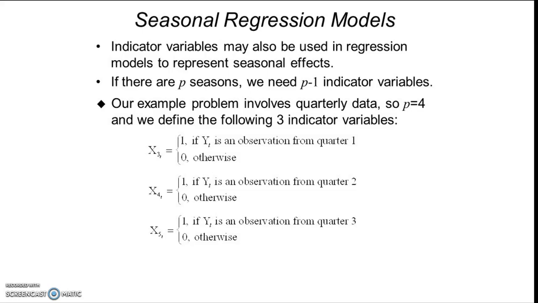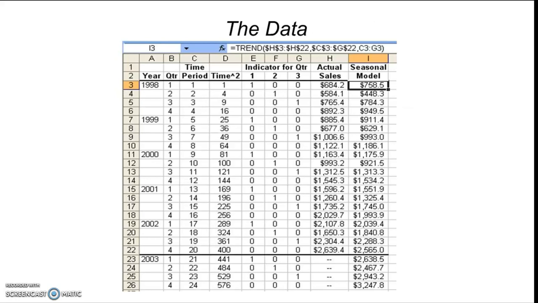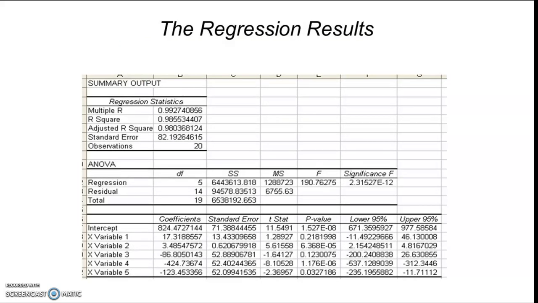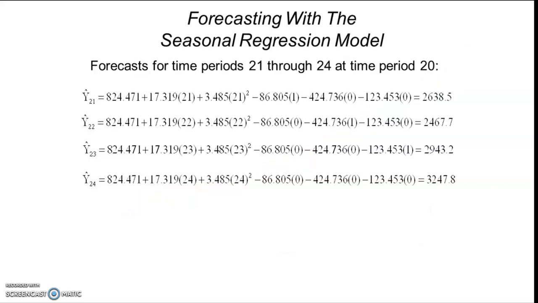Here we have indicator variables that may also be used in regression models to represent seasonal effects. If there are p seasons, we need p-1 indicator variables. This is how to implement the model using the regression function, and here we have the data. Then we have the regression results. This we can do easily in Excel or SPSS or eViews or Stata. This is a plot of the actual sales and additive seasonal models. This is forecasting with the seasonal regression model.